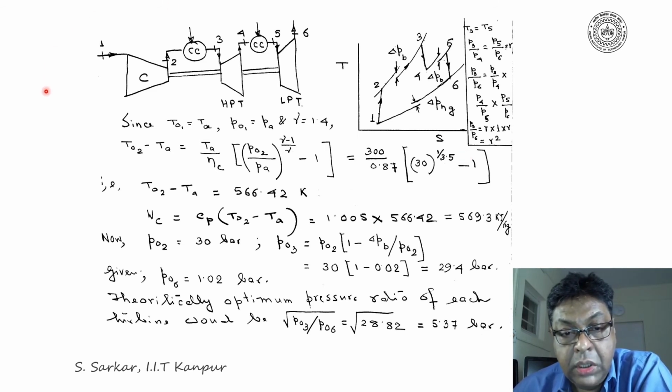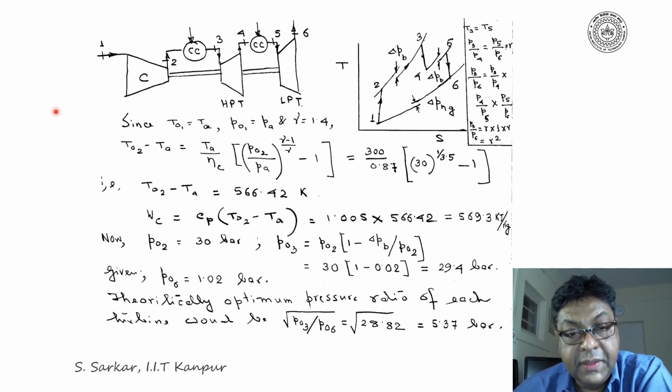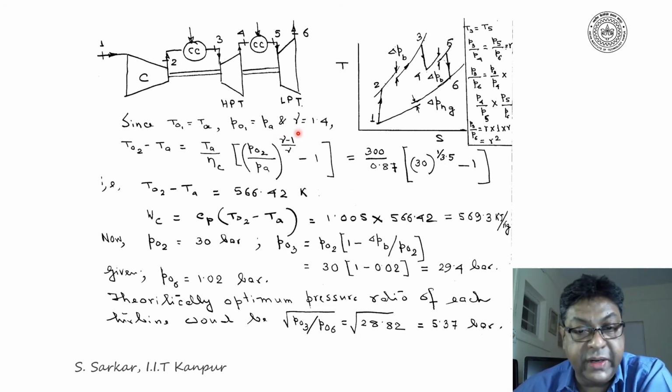Now, after explaining the TS diagram, I can say T01 is equal to TA and P01 is equal to PA. TA and PA are the atmospheric temperature and pressure, and gamma of air can be considered as 1.4. Therefore, the temperature rise in the compressor can be stated as T02 minus TA is equal to TA divided by eta C, times bracket P02 by PA to the power gamma minus 1 by gamma, minus 1. P02 by PA is the compressor pressure ratio, eta C is the compressor isentropic efficiency, and TA being the atmospheric temperature.